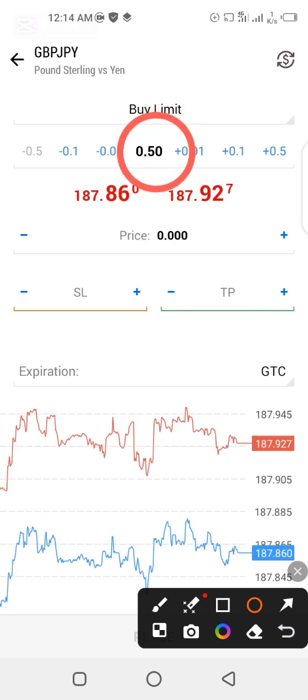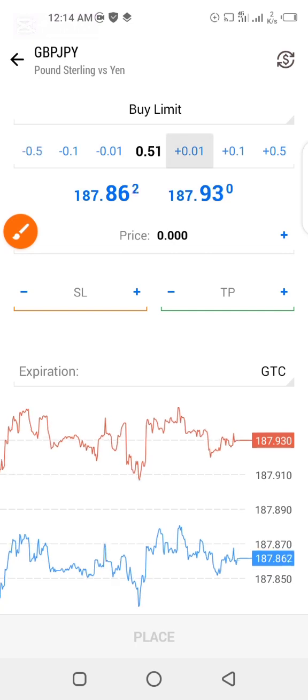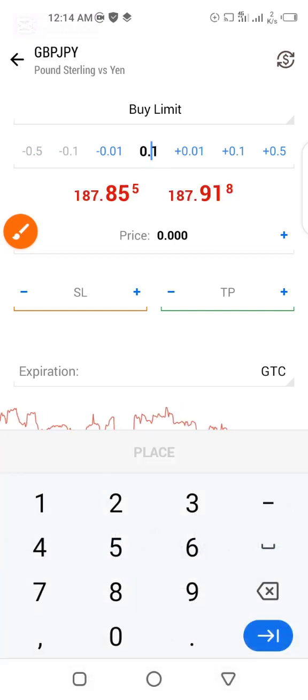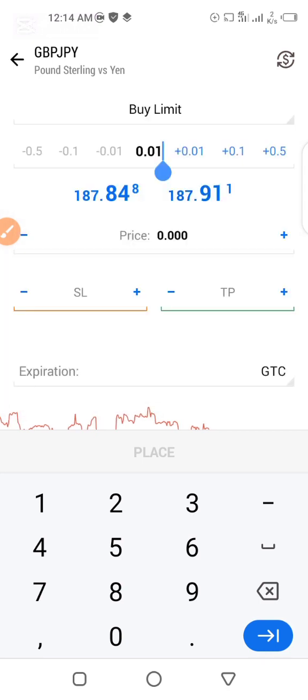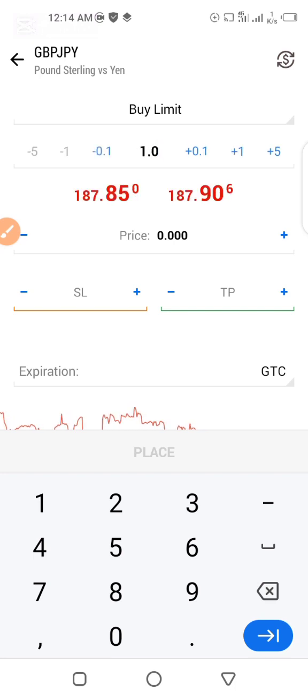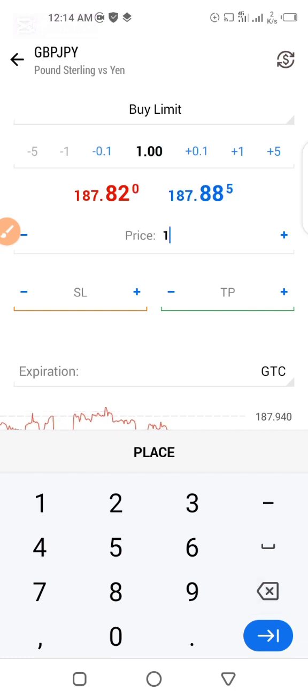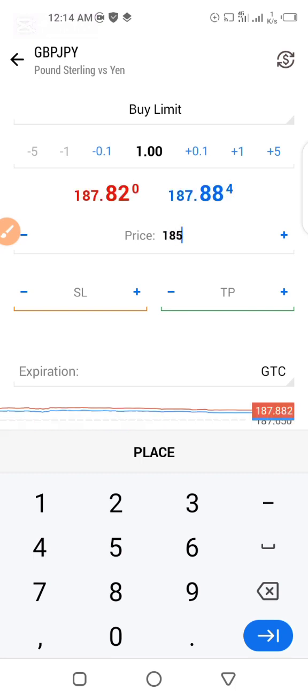You see it? Here is where we set our lot size. Let's say I'm gonna be using 0.01. I have changed it to 0.01. Let's say we want to turn it to 1.0. Just click it and edit it to the lot size of your choice. Because we are doing buy limit, you are needed to put the price at which you want to buy. Let's just put 185.6. Let's just use it like that.